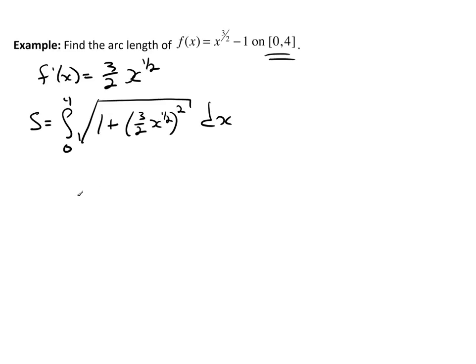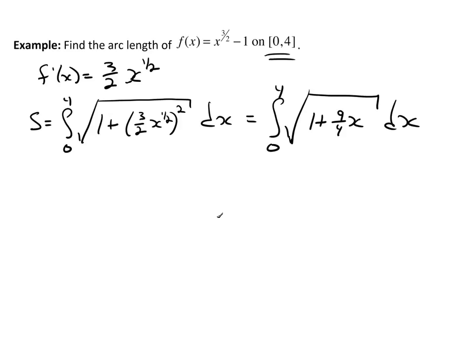If I square this, it is going to be 9/4, and this would be x to the 2 over 2. That's simply x. So this equals the integral from 0 to 4 of the square root of 1 plus 9 over 4 x dx. Okay, now I need to integrate this.